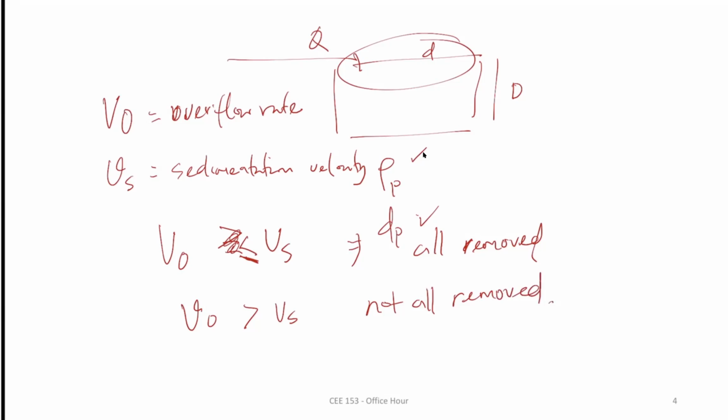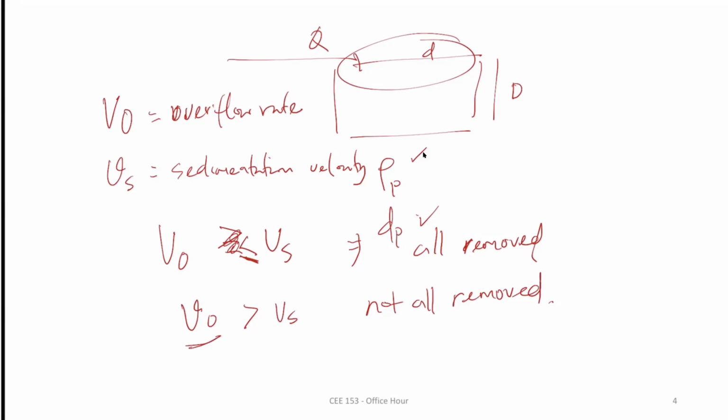Because there is a certain fraction. What you are saying here is this is the overflow rate. You are overflowing water much faster than you are letting the particle settle. So that means particle doesn't have enough time to settle before the water overflow out of the system. So that means some particle will carry over in the effluent. So now the question is how much particles. That's all about comparison.